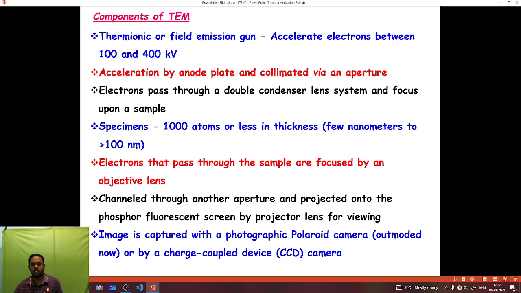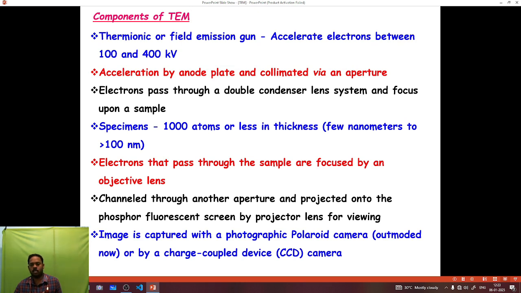So we have the condenser lens to focus the electron beam, and again we have the objective lens after passing through the sample. Then we have the projector lens. The projector lens directs the transmitted electron beam to the image capturing system, that is called a photographic Polaroid camera, or a charge coupled device, CCD camera. So the image will be processed.